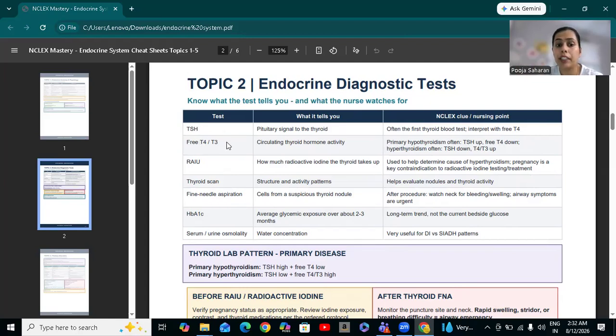Next is free T4 and T3. In this, we see how the thyroid gland is working. In TSH, we are interpreting with free T4. Obviously, we relate T3, T4, and TSH, so for the relation, we need to interpret them with each other.